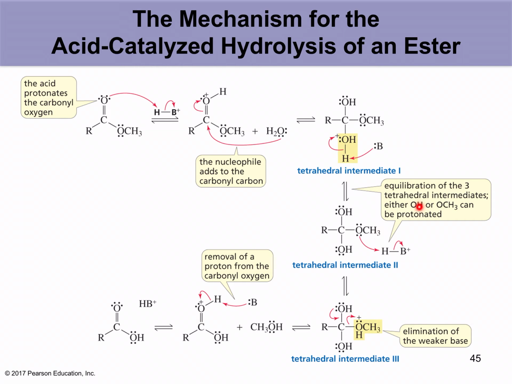Equilibration of the three tetrahedral intermediates. Either OH or CH3 can be protonated. All of these have similar properties, these three oxygens. Any one of these can be protonated. Okay, but if this or this gets protonated, we're going to get back to our reactants. Do we want that? No. So we want to go forward. So we're going to go ahead and protonate this guy over here.